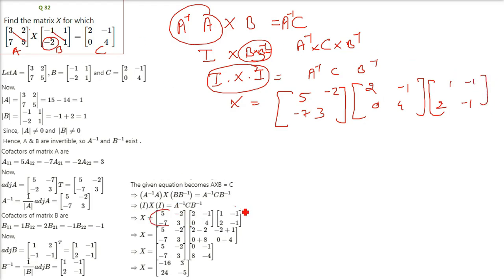Okay, let us multiply these 3 now. I hope you will be able to multiply. Multiply two of them, multiply the result with the third one. And let me tell you the final result, that is going to be minus 16, 3, 24 and minus 5. This is your final answer.